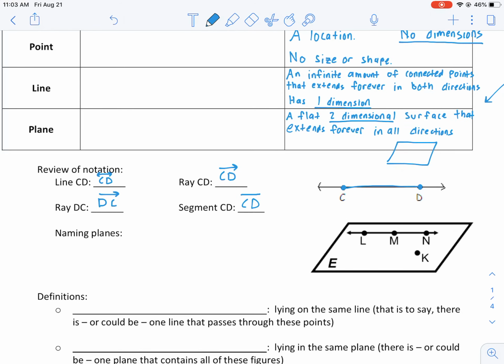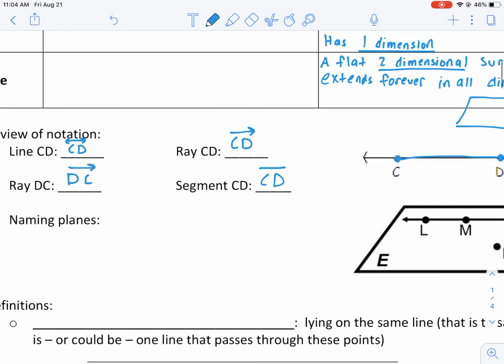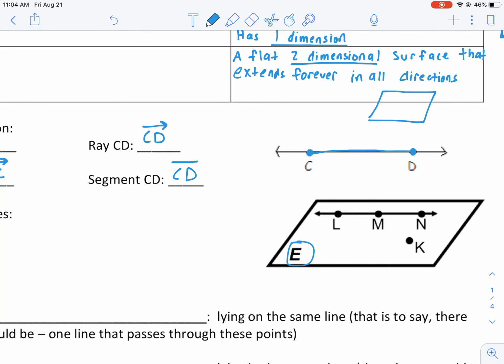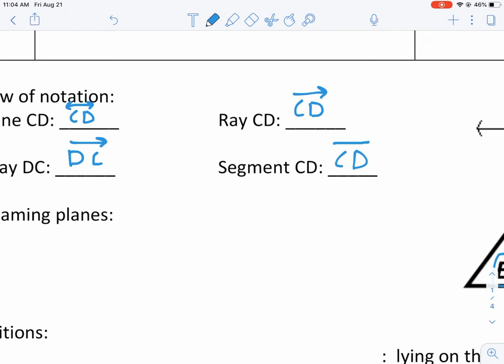Now we're going to talk about naming planes. So there's actually two ways, all right, to name a plane. If you look here in the bottom left-hand corner of this plane, you see an E, all right? So that's the first way to name a plane, is just using a bold, italicized letter.